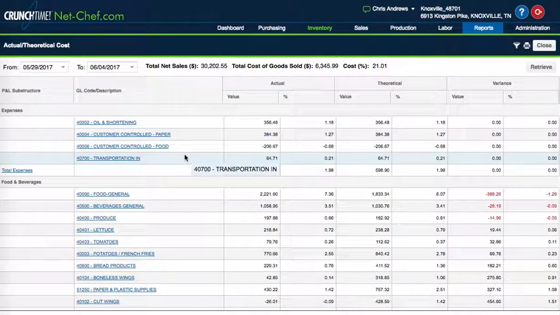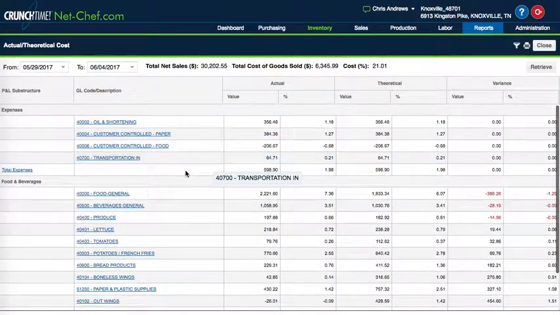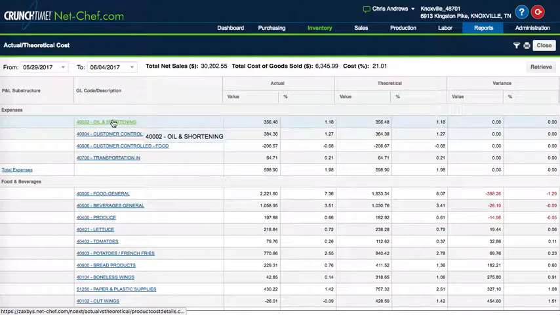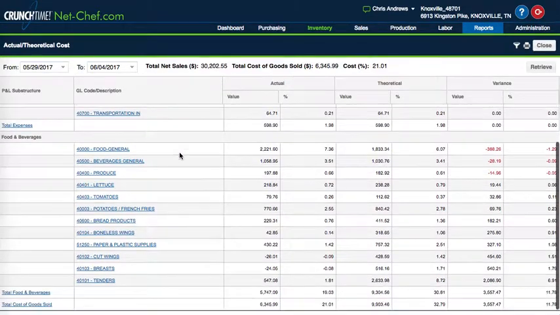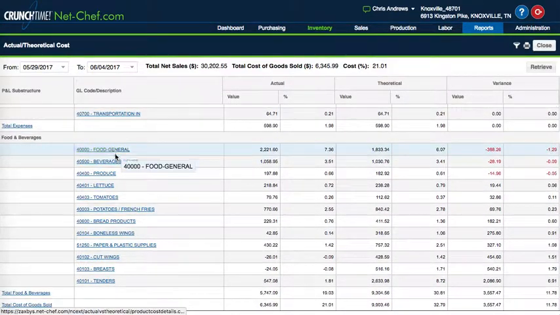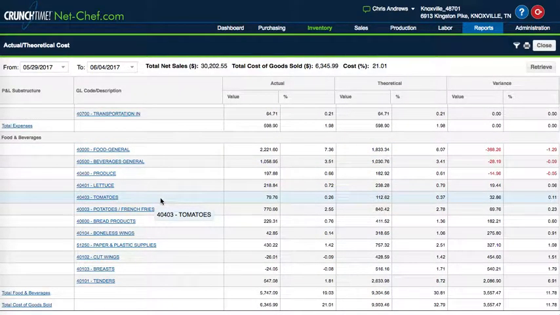So this is going to show you each category the same way it looks on your P&L. They call them general ledger codes, but this above section is mainly customer controlled items and oil. And then down here, your food and beverages. This is stuff that's actually getting pulled out of your system through Crunchtime and through Micros. These are items that we have recipes for.